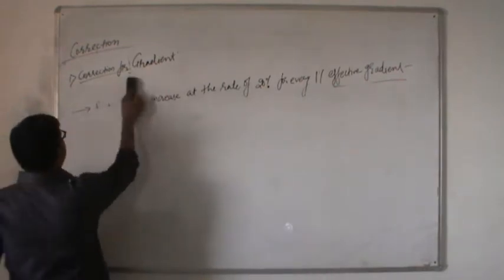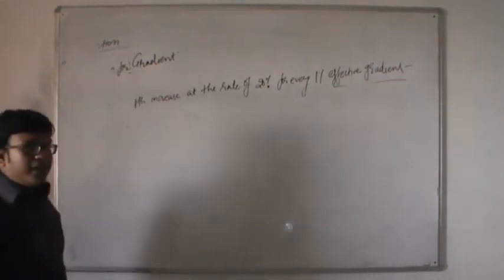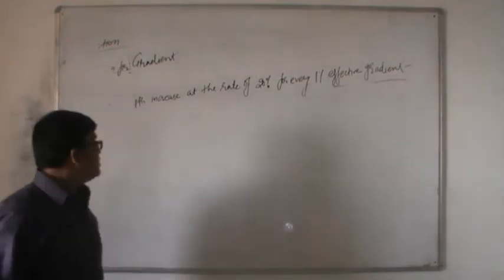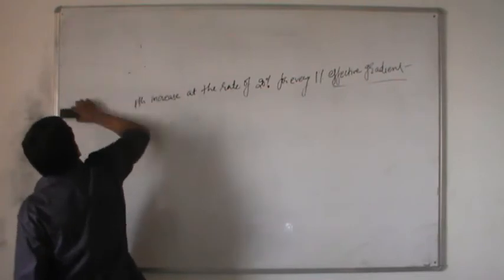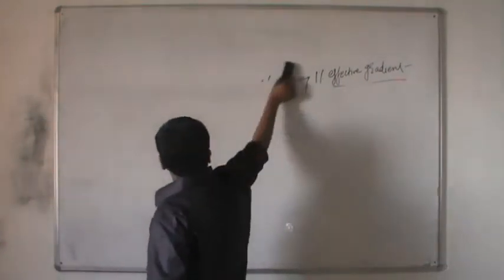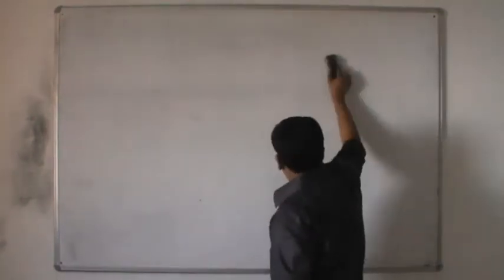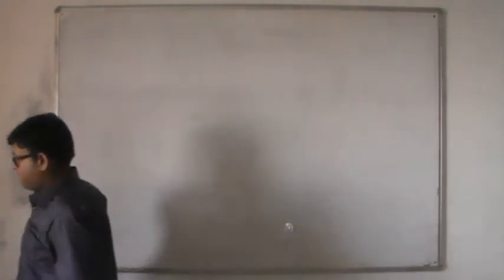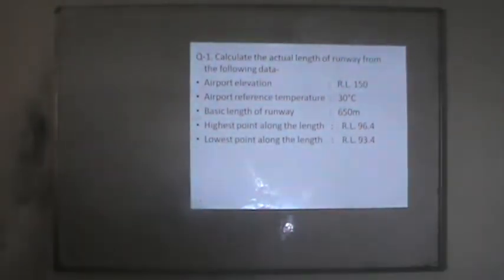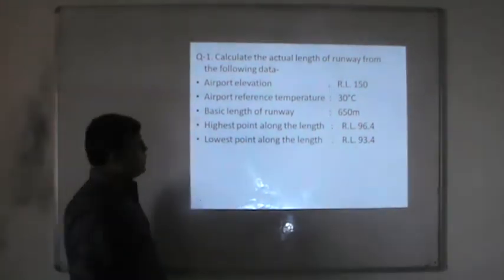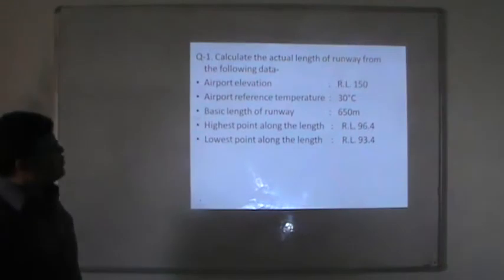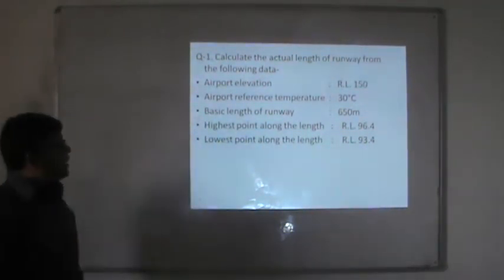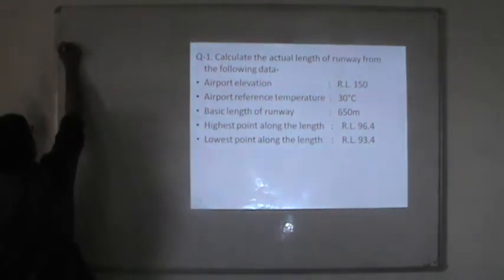Now we will try to solve one numerical on this so that it will be clear how to find out the runway length and how to apply the corrections. This is the first numerical given. We are asked to calculate the actual length of the runway for this data. What is the data? First, we will write the given data.